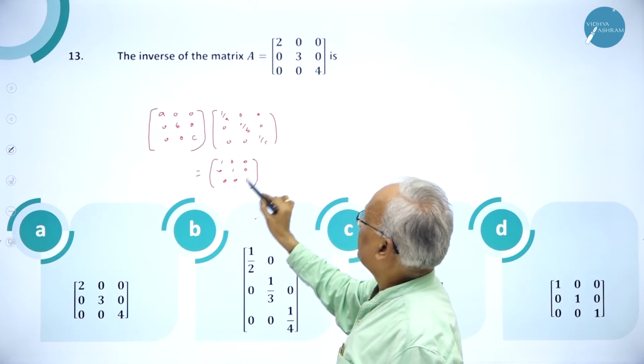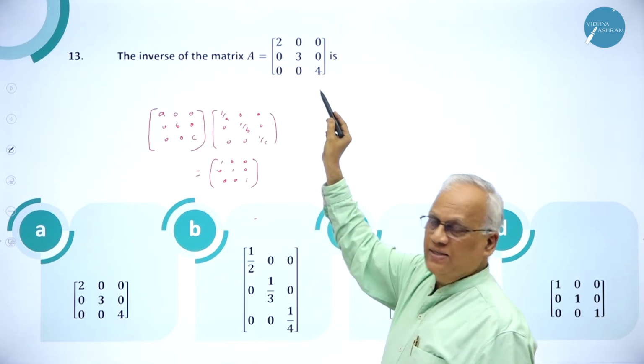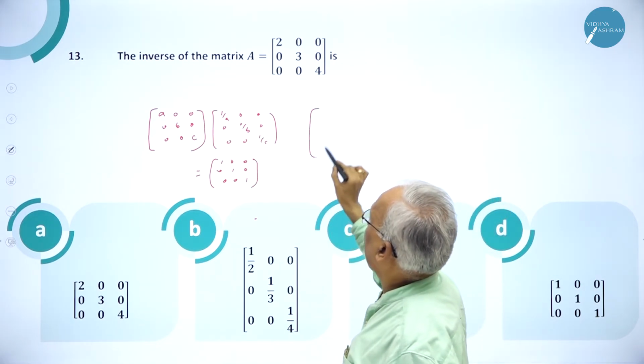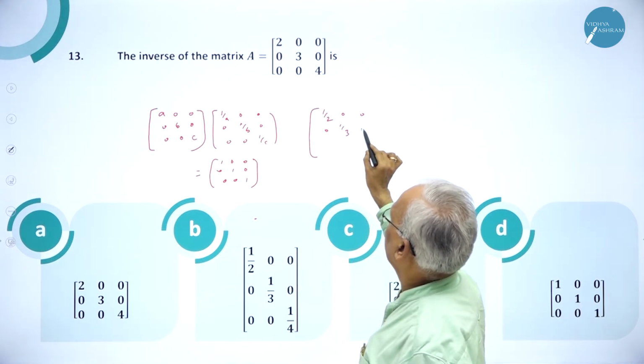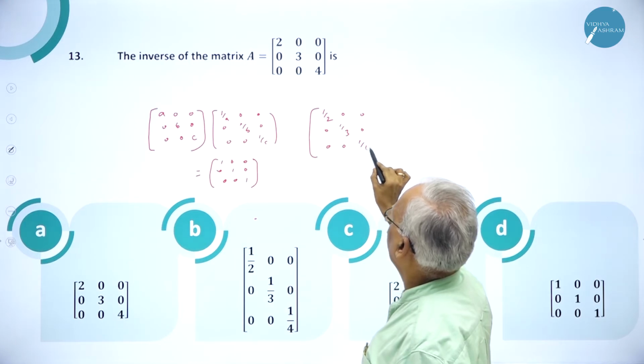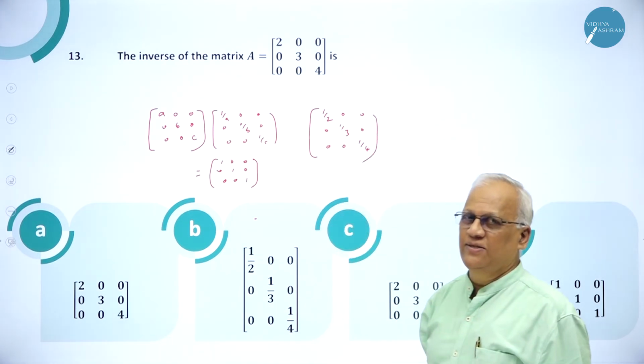So I use that idea. The inverse of this matrix in such a case is naturally 1 by 2, 0, 0, 0, 1 by 3, 0, 0, 0, 1 by 4. So it's just a 2 seconds job.